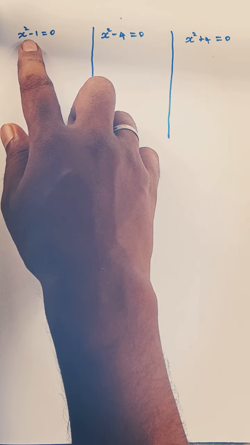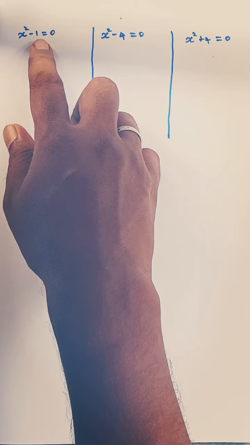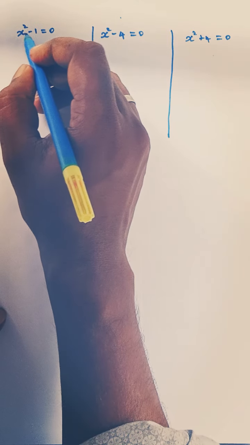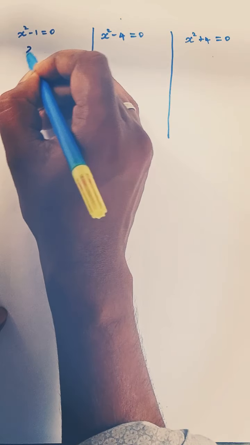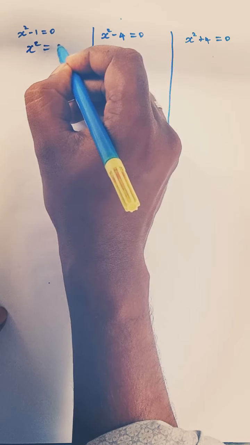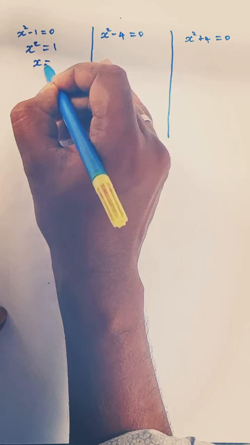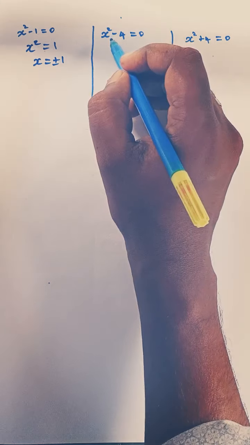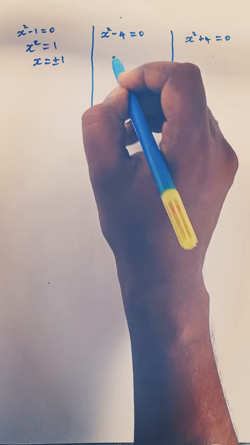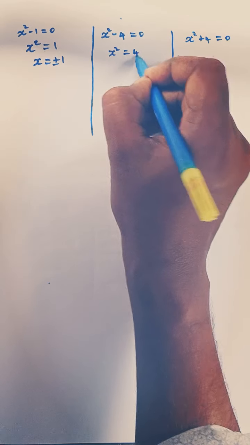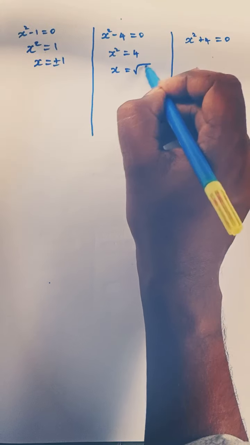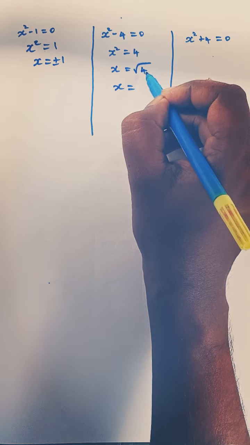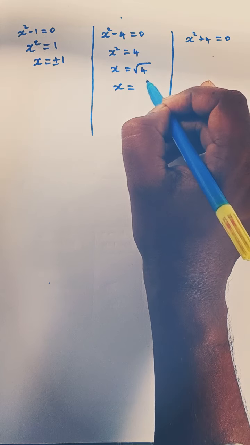First, what is the solution of x square minus 1 equal to 0? x square minus 1 equal to 0, then x square equal to 1, x equal to plus or minus 1. Then what is the solution of x square minus 4 equal to 0? Then x square equal to 4, x equal to square root of 4. So x equal to square root of 4, the value is plus or minus 2.